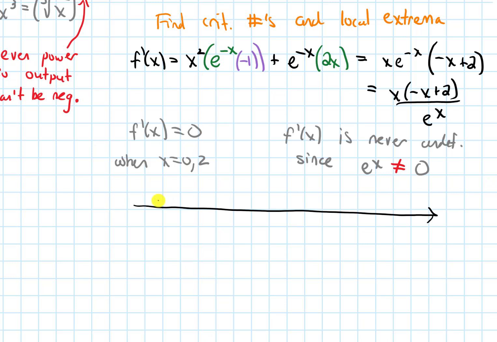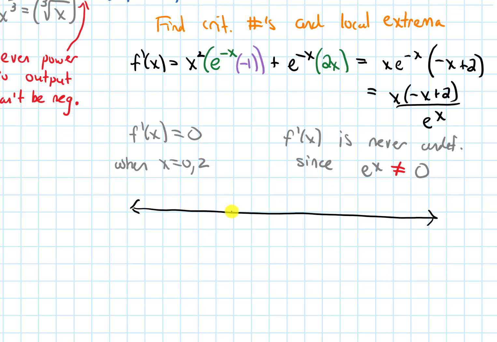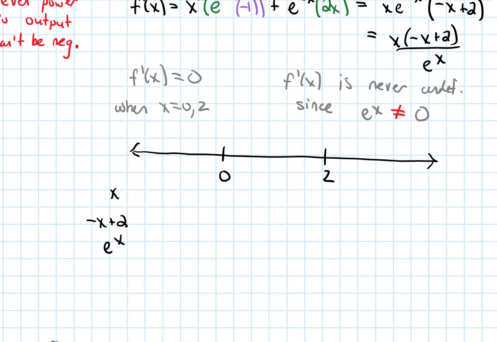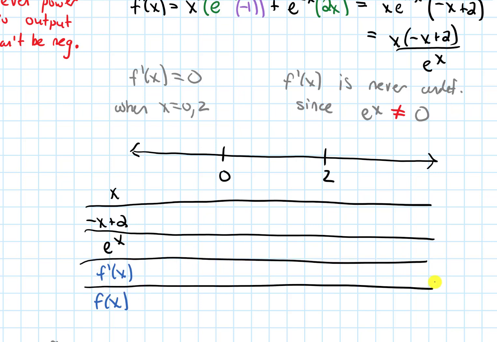So let's make a number line. I'm going to plot any point that makes the derivative either be 0 or be undefined on the number line, regardless of whether it's in the domain of the original function. Okay, so we just have 0 and 2. And now I'm going to put all the factors of my function as rows here. So I'll have x, negative x plus 2, e to the x. And once I have those, I could write down the sign of my derivative and then what that tells me about the original function f of x. All right, let's separate out some rows. And then I'll separate out some columns, a 0 and a 2.